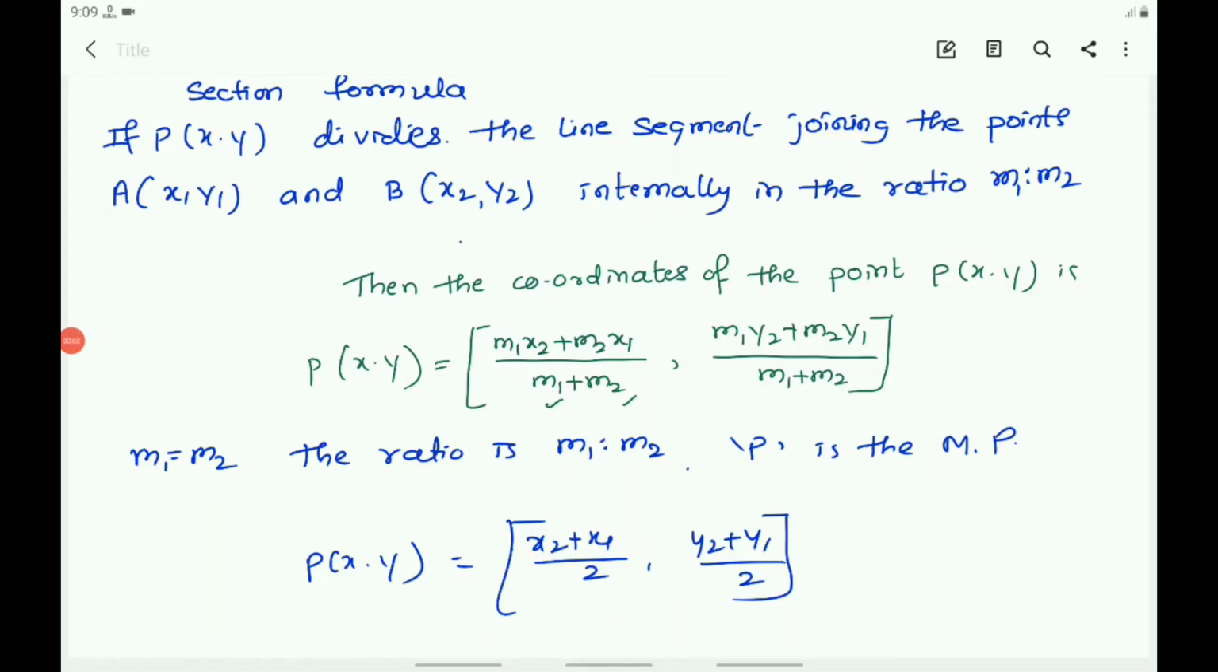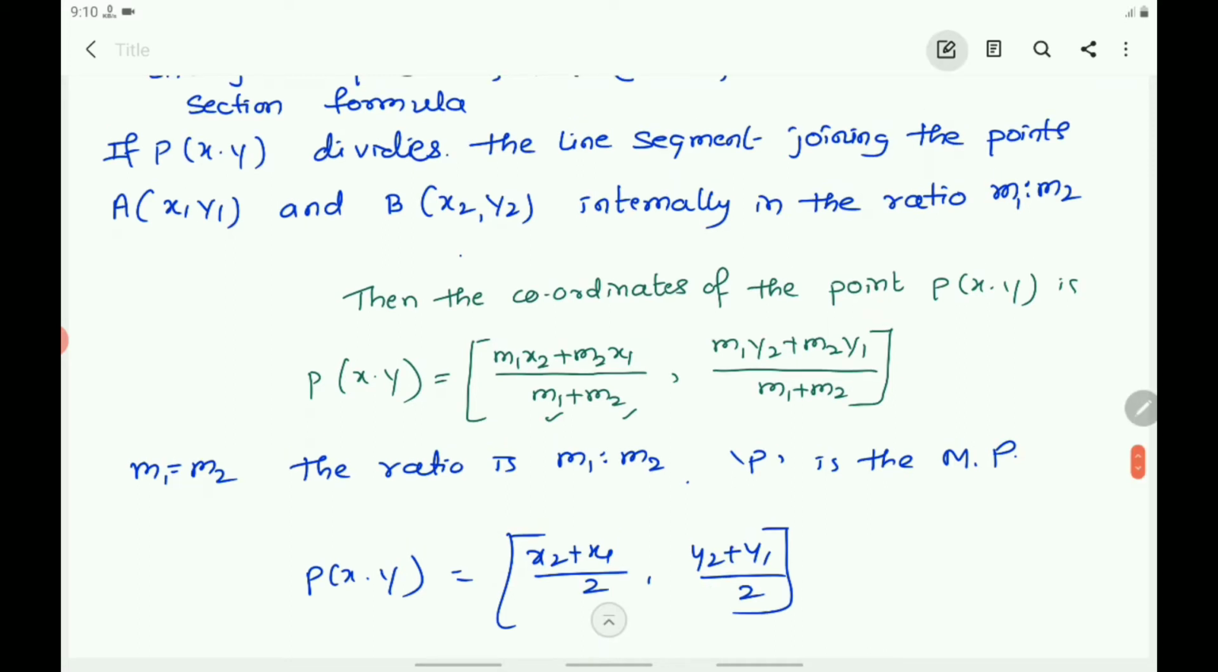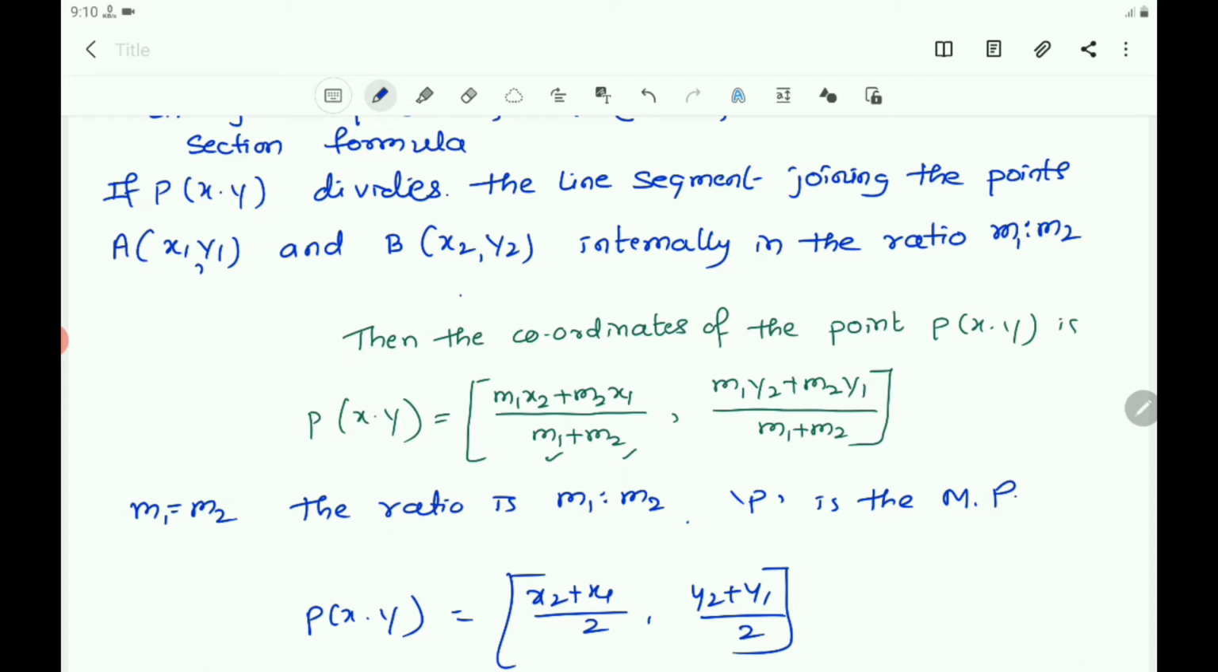Children, let us continue the chapter coordinate geometry. Now let us solve the exercise 2, which is based on section formula and midpoint formula. What is section formula? If P of xy divides the line segment joining the points A of x1 y1 and B of x2 y2 internally in the ratio m1 is to m2, then the coordinates of the point P of xy is m1 x2 plus m2 x1 by m1 plus m2, m1 y2 plus m2 y1 by m1 plus m2.